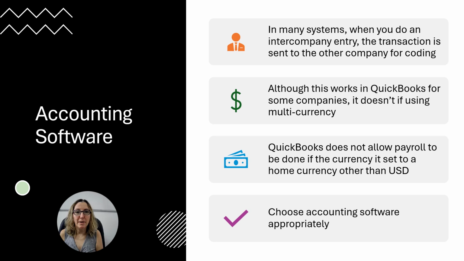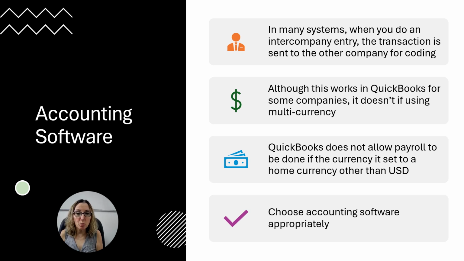Now I want to talk about accounting software. So in many systems, when you do an intercompany entry, as long as you link the companies, the transaction will be sent to the other company for coding. And that's the most efficient because you see cash in one company or you see a payment in a company, and obviously the other company needs to record it because you picked intercompany. So automation is really good for this because otherwise you could forget one side.